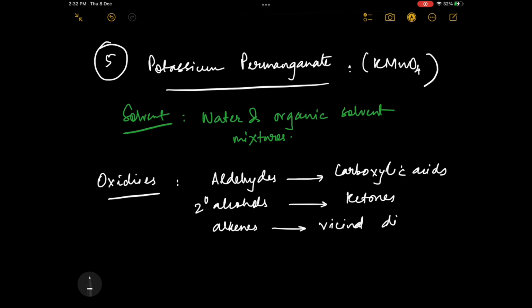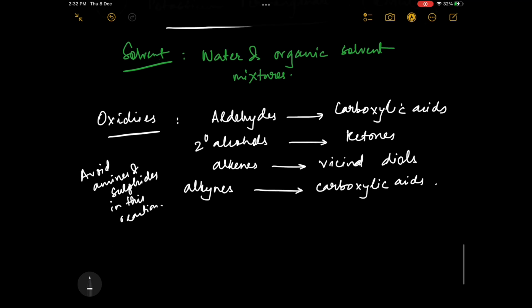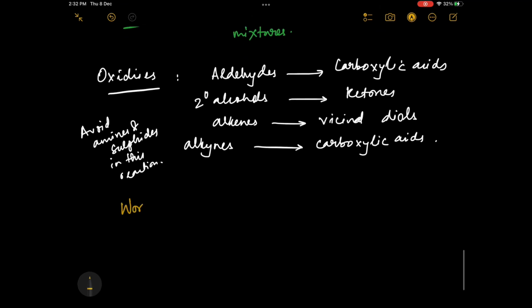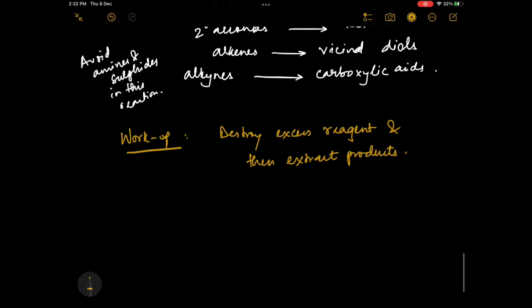So both of the alkene carbons would have an OH group on them. Alkynes are oxidized to the corresponding carboxylic acids, and in this reaction amines or sulfides should be avoided while using this reagent. The method of workup is to destroy the excess reagent, the unreacted part that is present, and after that we can extract the product using the organic solvent extraction method via phase separation.